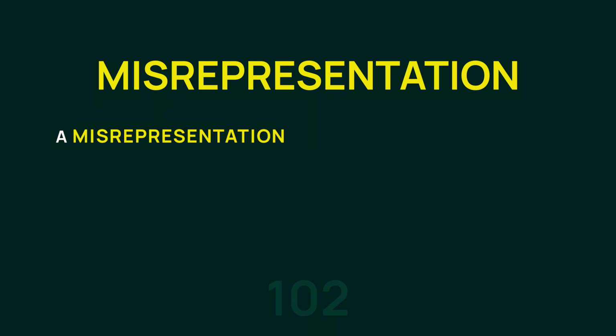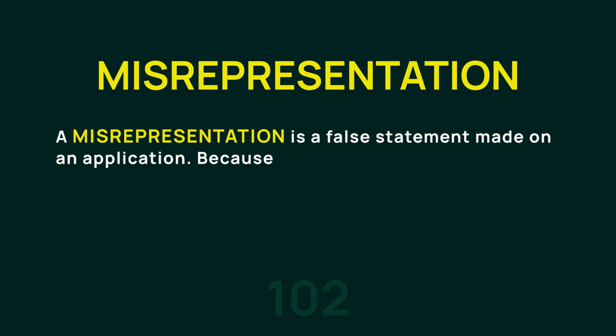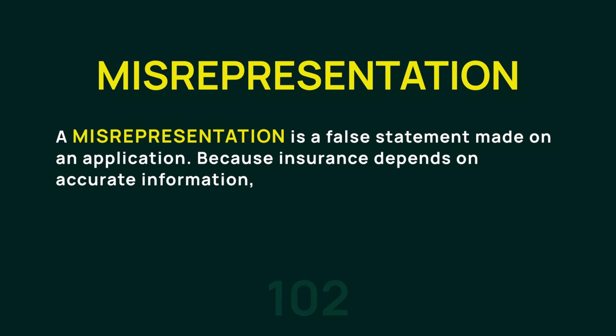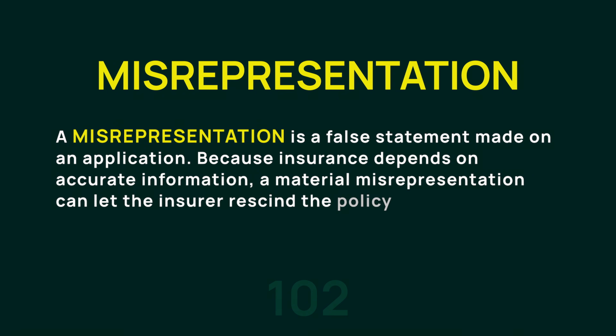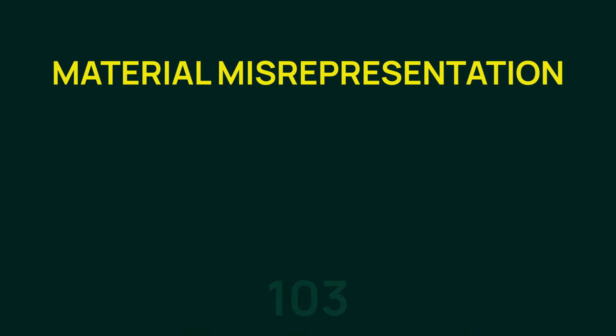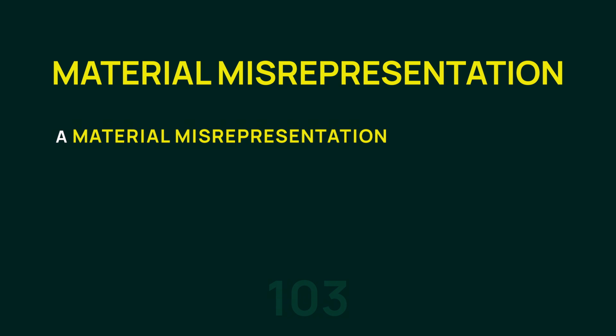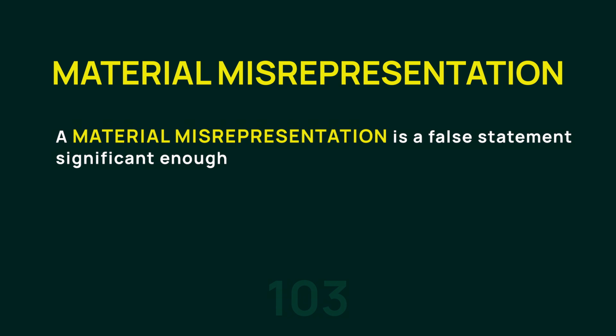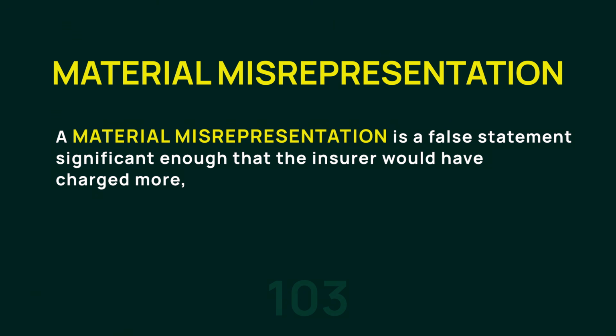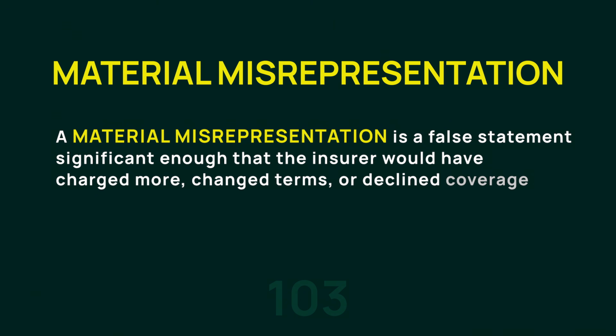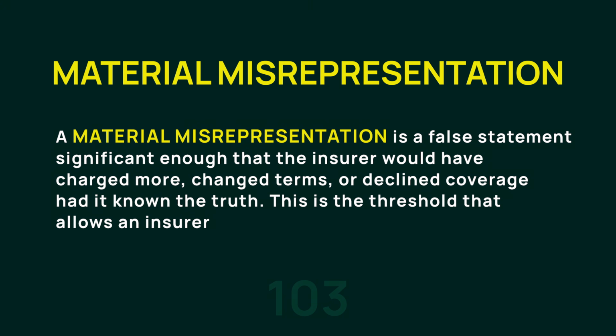Misrepresentation. A misrepresentation is a false statement made on an application. Because insurance depends on accurate information, a material misrepresentation can let the insurer rescind the policy or deny a related claim. Material misrepresentation. A material misrepresentation is a false statement significant enough that the insurer would have charged more, changed terms, or declined coverage had it known the truth. This is the threshold that allows an insurer to legally void a policy.